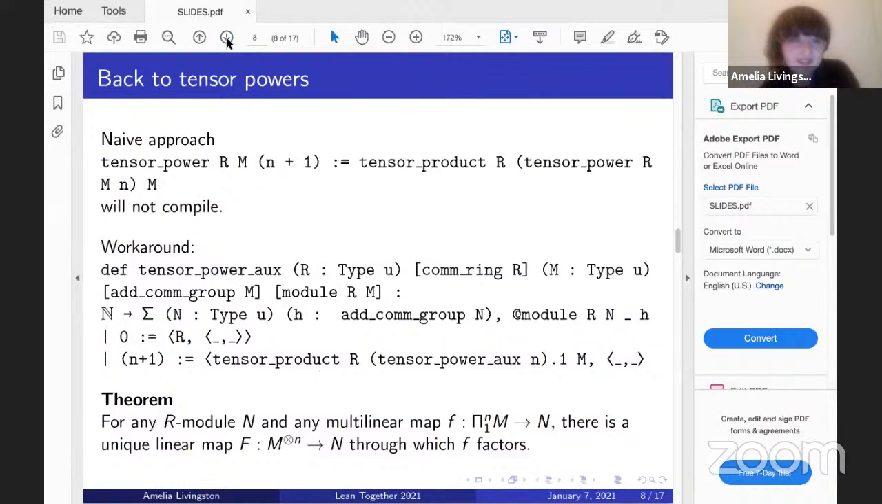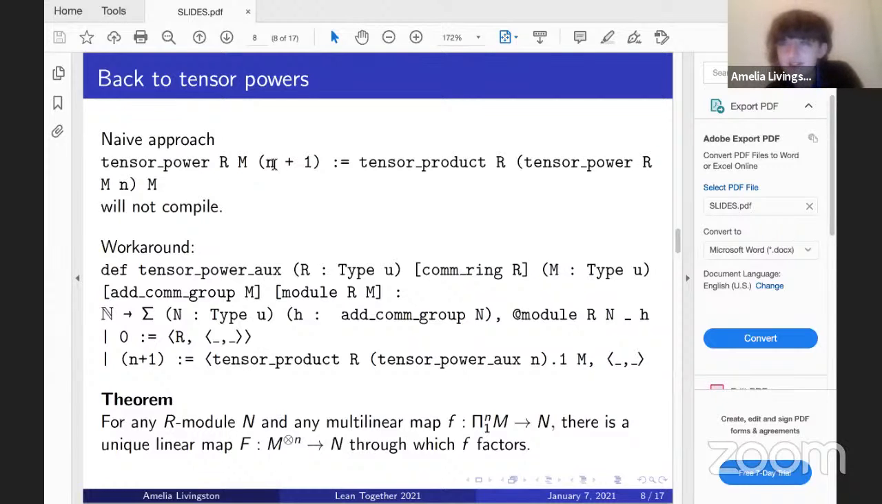So let's build these things. We can do it inductively. But this pseudocode is not going to compile because at the inductive step, tensor product needs an R module instance for both of its arguments. And if we're trying to define a function that just spits out a type, then all we know about the nth tensor power here is that it's a type. We don't know that it's an R module.